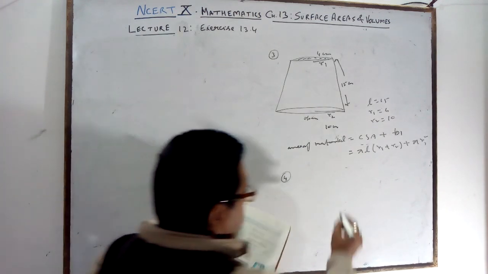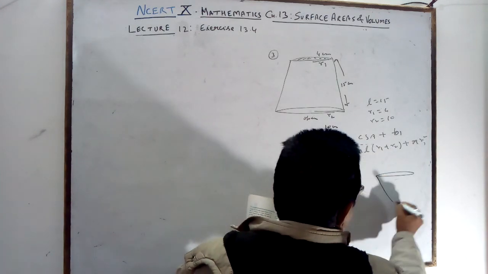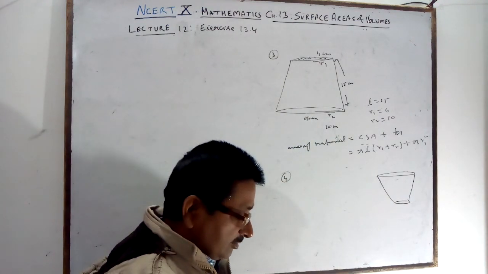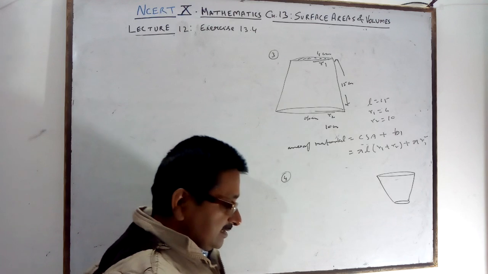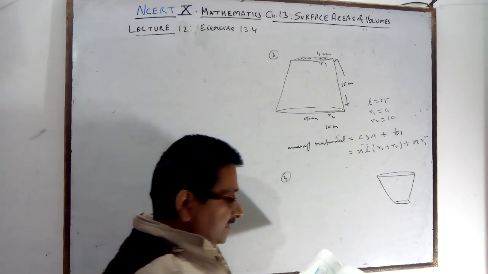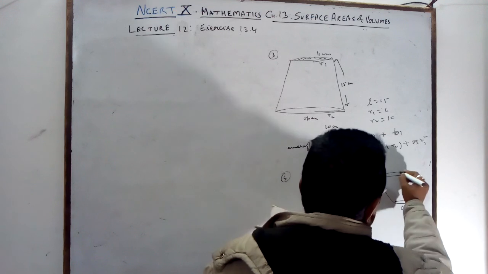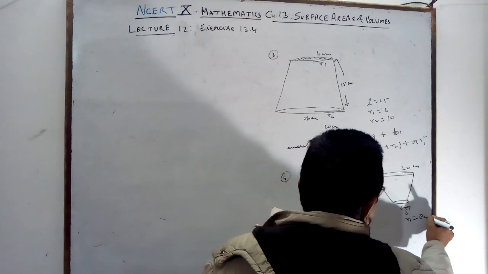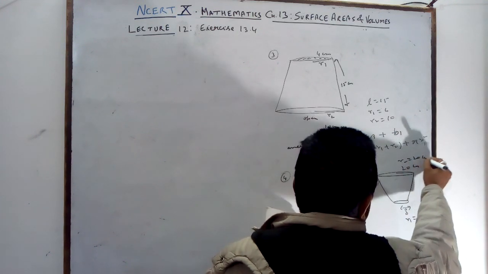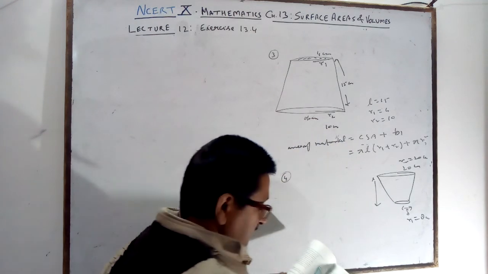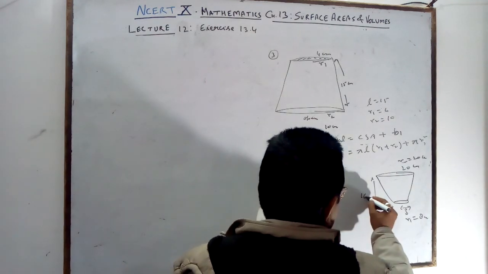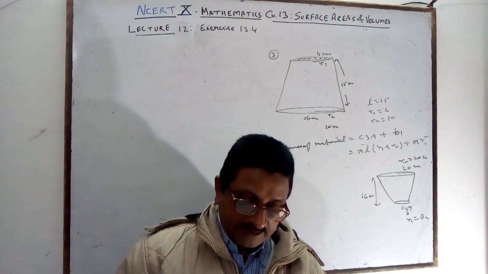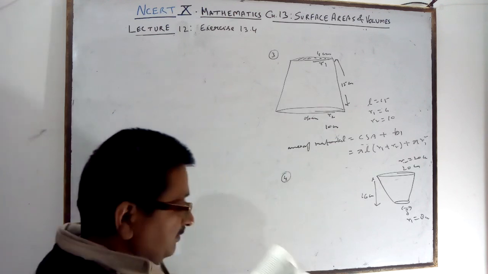In question number 4, a container is given like this, open from the top. Frustum of a cone of height 16 centimeter and radii of lower and upper ends are 8 and 20 centimeter. R1 is equal to 8 centimeter, R2 is equal to 20 centimeter and its height is 16 centimeter respectively. Find the cost of the milk which can completely fill the container.